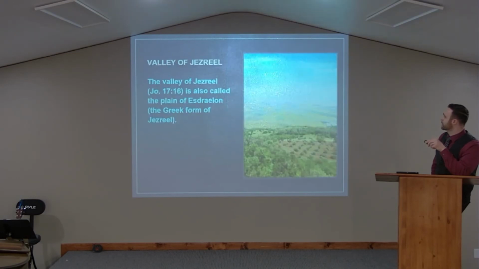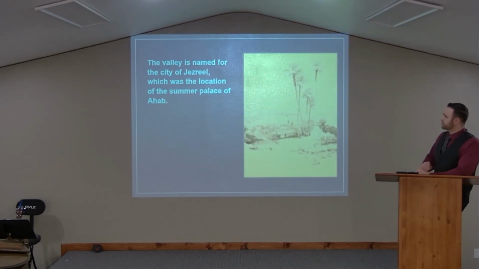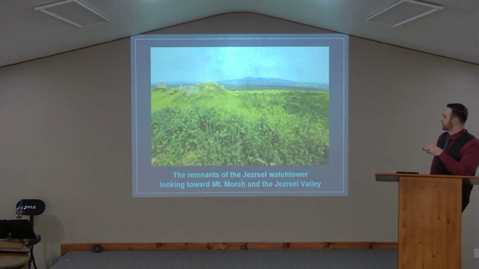And then we have the valley of Jezreel, also called the plain of Esdraelon, or the Greek form of Jezreel. It's largely agriculture today. The valley is named for the city, which is the location of the summer palace of Ahab. Here's the remains of the Jezreel watchtower looking towards Mount Moriah and the Jezreel Valley out over here.